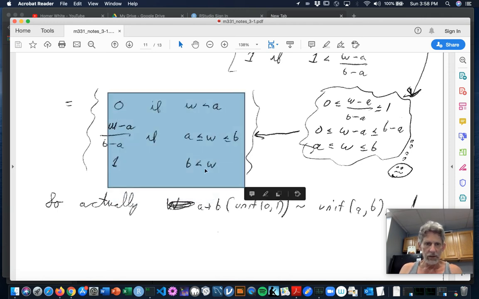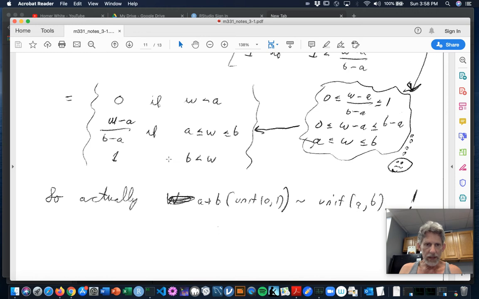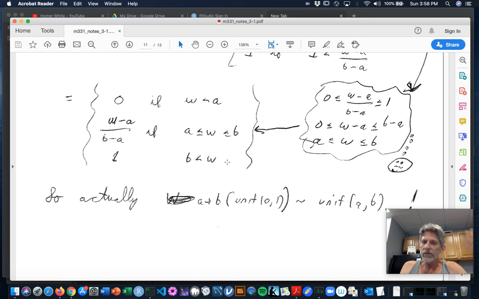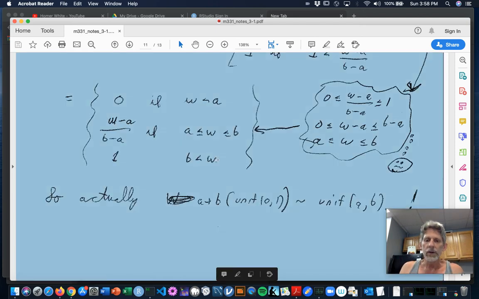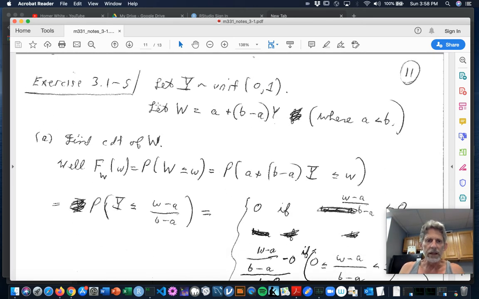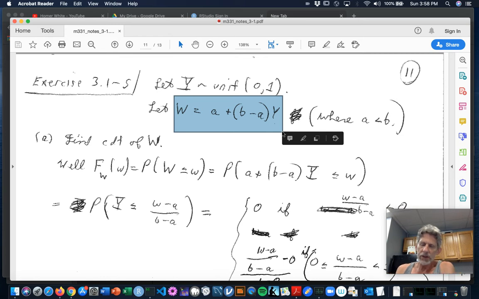I stare at it, and I realize, wait a minute. That's exactly the cumulative distribution function for a uniform AB. So our random variable, capital W, has to be a uniform AB all along. So it's kind of neat. It's not neat that I keep making the whole screen blue. It's kind of neat that this linear transformation of a uniform 0, 1 is a member of the same uniform family. It's just uniform on the interval AB.